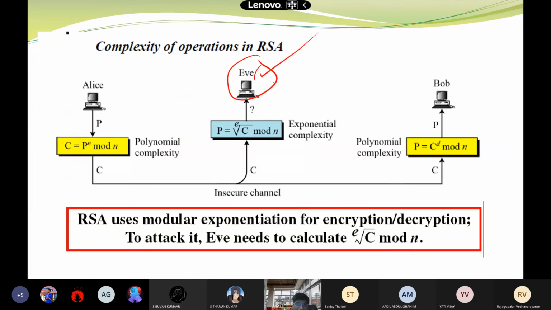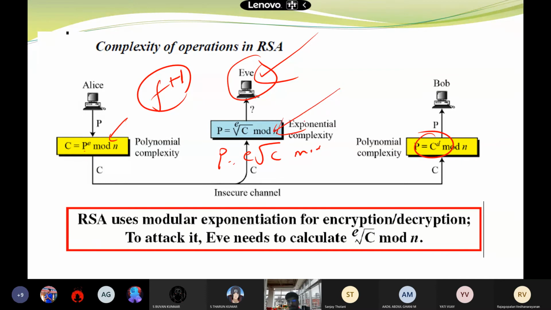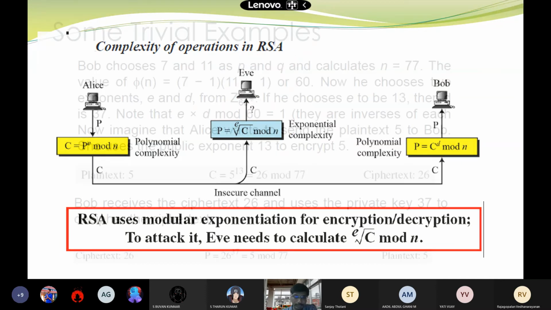Now, if Eve tries to hack this, she does not know the trapdoor secret. What she will try to do is find f inverse. What is f inverse? You have to get p from your cipher. So she will try to use the eth root of c. Since e is known, computing that will be very difficult, of exponential complexity, whereas fast exponentiation tries to do it quickly in polynomial time. That is the point in terms of hacking it, but don't worry about breaking ciphers. We are not going to deal with breaking ciphers, but yes, RSA is designed to resist that.